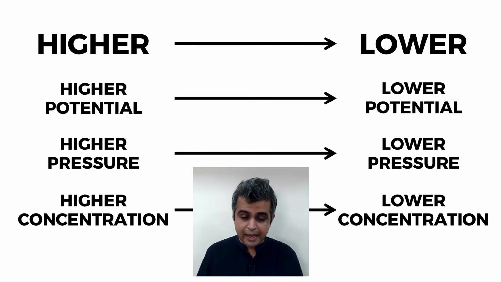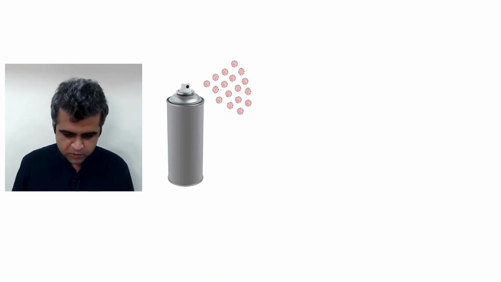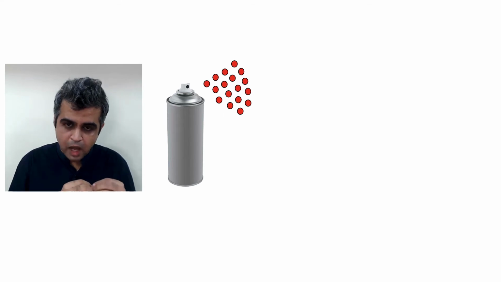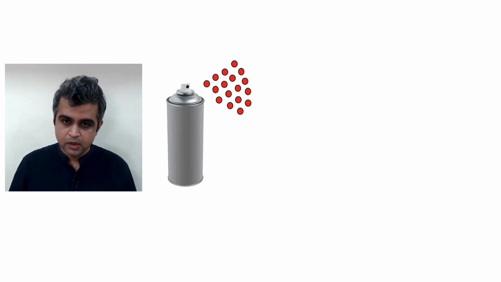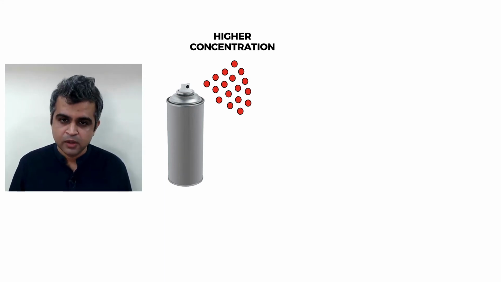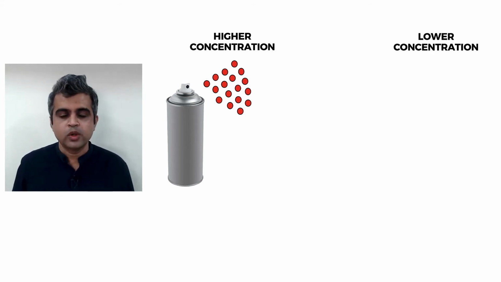To further elaborate on this point, let's talk about the last one, which is molecules moving from higher concentration to lower concentration. Let's say I have a spray can, as you can see here, and if I spray it, the molecules of perfume or paint inside are going to come outside the can quite rapidly. So in the air surrounding the can, you are going to have a higher concentration of molecules, whereas the air in that far corner on the other side is going to have lower concentration of these red molecules.